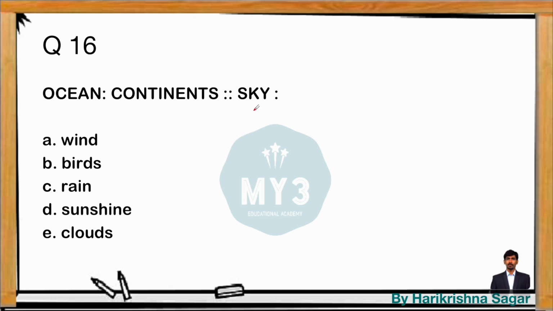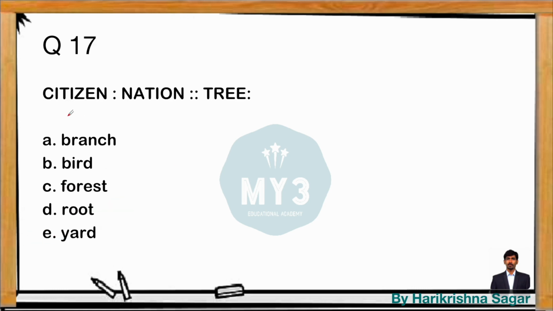Ocean, continent, sky, what? Continents are in the ocean. Basically we have 80% water and the remaining is land. Similarly, sky will consist of clouds. Citizen, nation, tree, what? Citizens are in a nation, trees are in a forest.